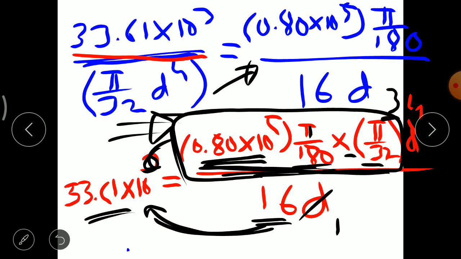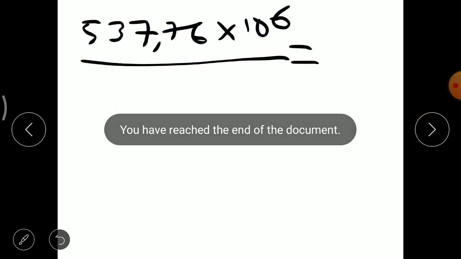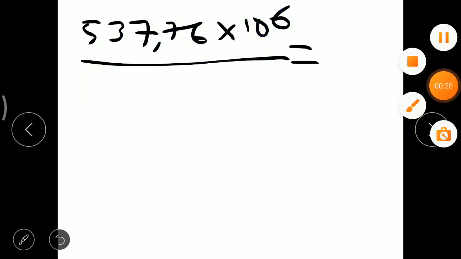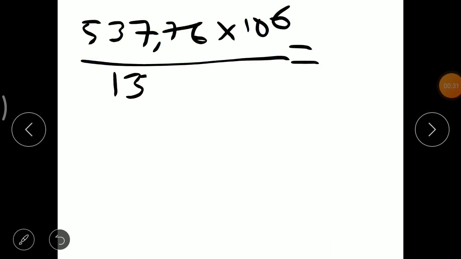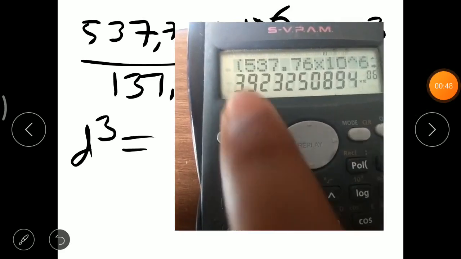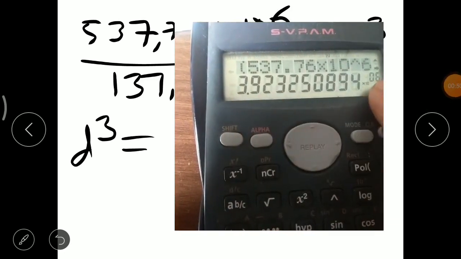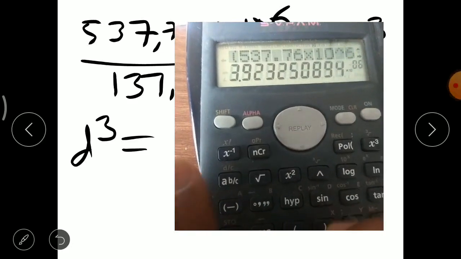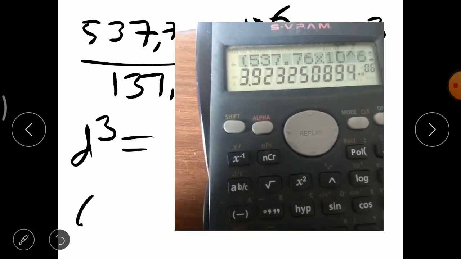multiplied by pi by 180 into pi by 32. Now I will solve the whole term, and the value of the term is 137.07, and this is the quantity of d cube. Now here you have to solve these two terms, that is the value of d cube, and it is 3.92 into 10 raised to 6. This is the value of d cube, but we need the value of d.